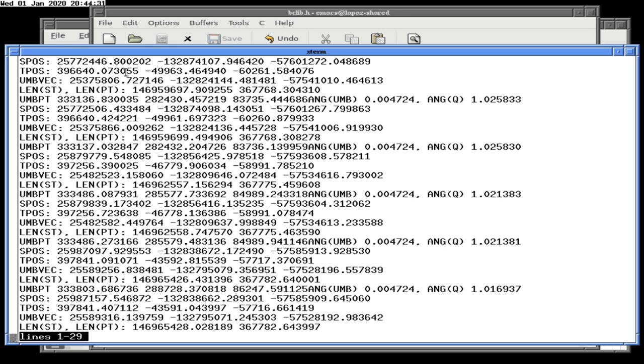So the umbral vector should be the, and I think it actually is. I mean, these numbers are so small that we're not really seeing it, but they are. The length between S and T and between P and T. Yeah, it would be good if I knew what I was talking about here. The umbral point. Oh, and I forgot to put a new line after the umbral point.